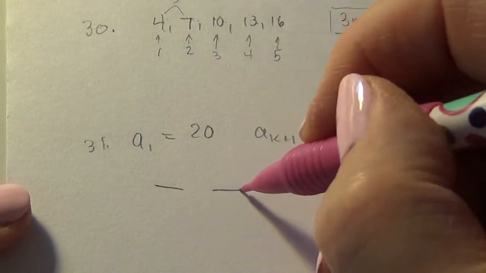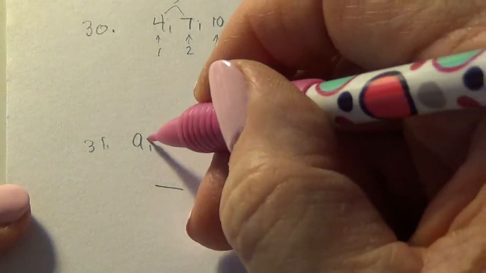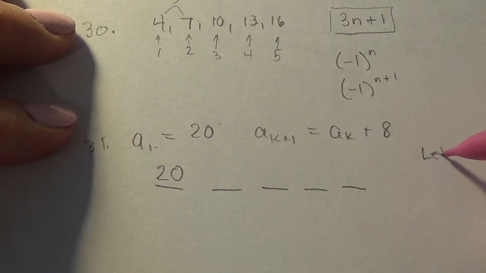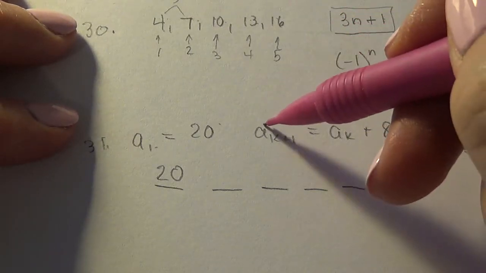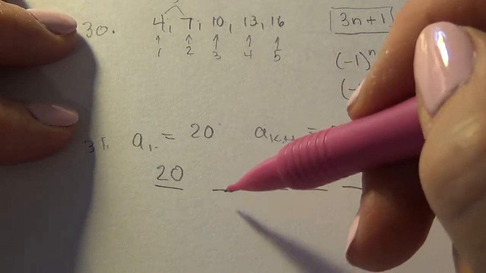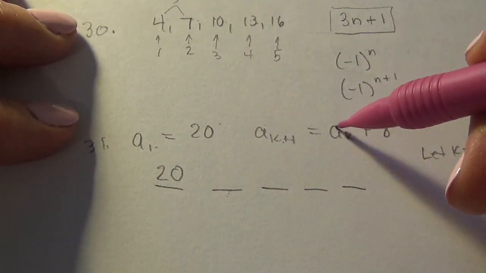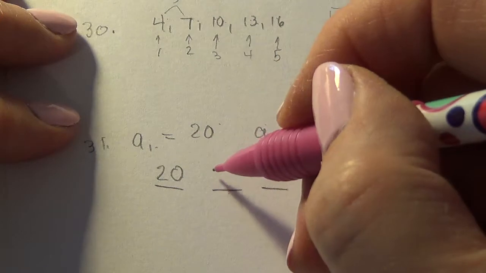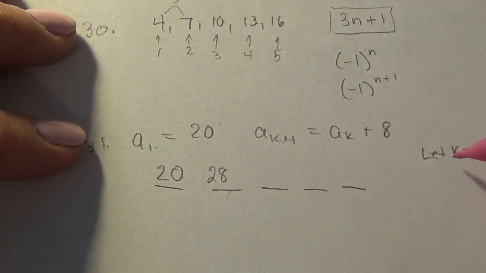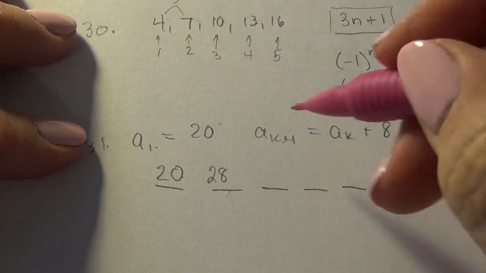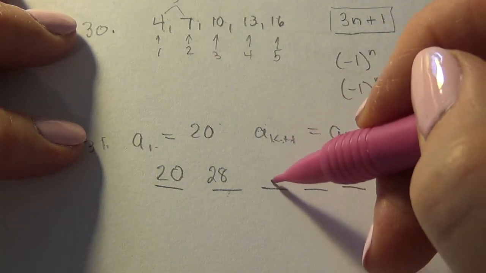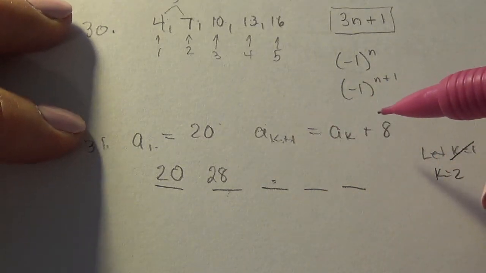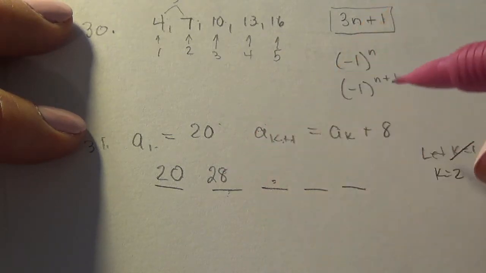So we're going to generate 5 terms. They already told us a sub 1, the first term, is 20. So let's let k equal 1. So then we get a sub 1 plus 1, or a sub 2, which is this term, equals a sub 1, which is this term, plus 8. So 20 plus 8. Now let k equal 2. A sub 2 plus 1, or a sub 3, that's this term, equals a sub k, which is a sub 2, that term, plus 8.